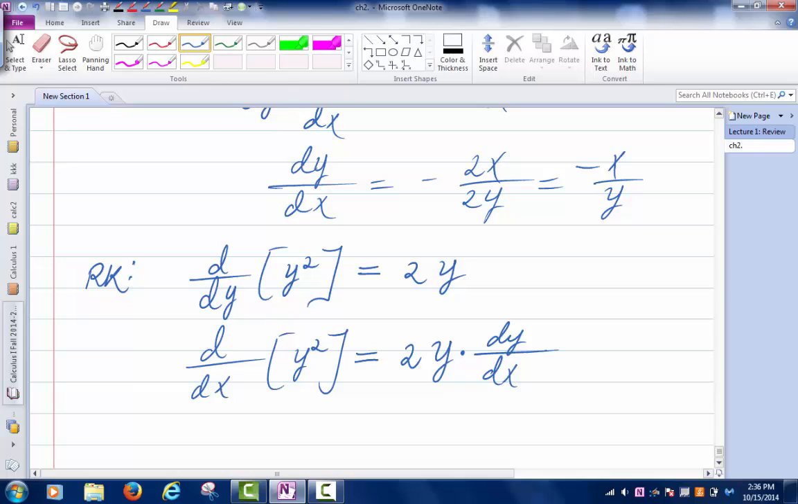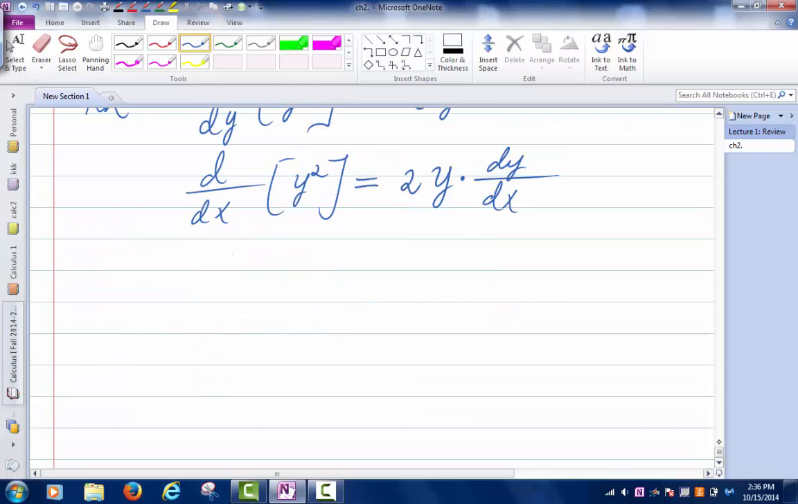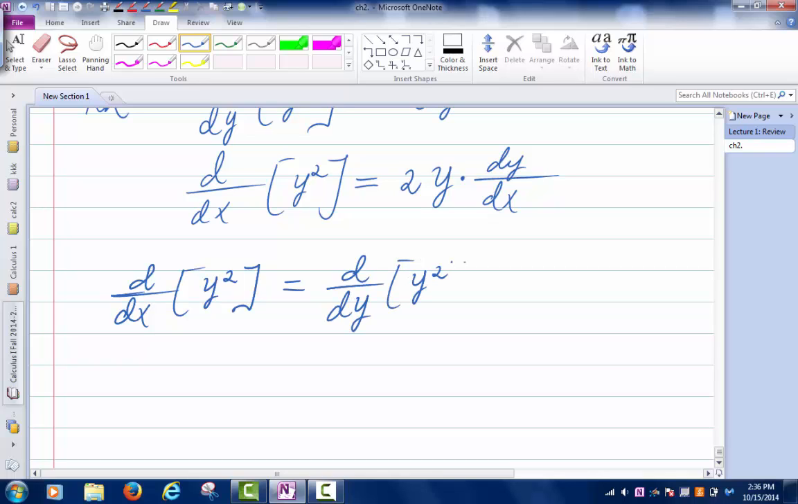Is that making sense to you? It is really the chain rule. That is, when you are taking the derivative with respect to x of y squared, this is the same as, you see, you have a function in y. So you can take the derivative with respect to y first, and then you have to multiply by dy dx. This is by chain rule, right?